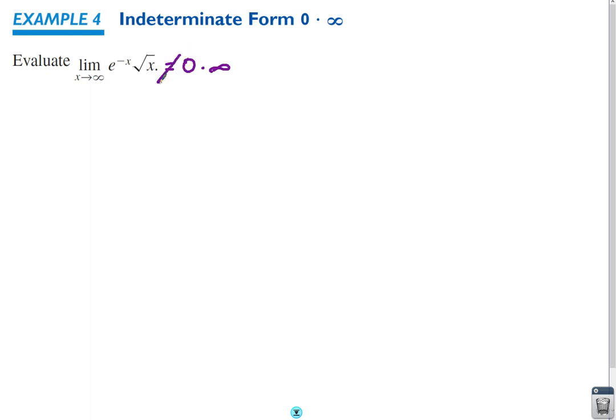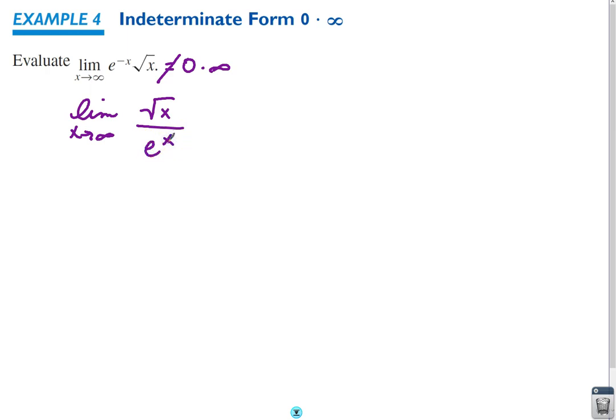Now the catch here is that in order for us to use L'Hopital's, our function must be written as a quotient. Okay, so right now I have the indeterminate form. In order for me to use L'Hopital's, my function must be, number 1, indeterminate, and number 2, in the form of a quotient, okay? So what we have to do is rewrite this to where it is a quotient so that we can use L'Hopital's. So I'm going to recognize here that e to the negative x is the same thing as the limit as x approaches infinity of square root of x over e to the x.